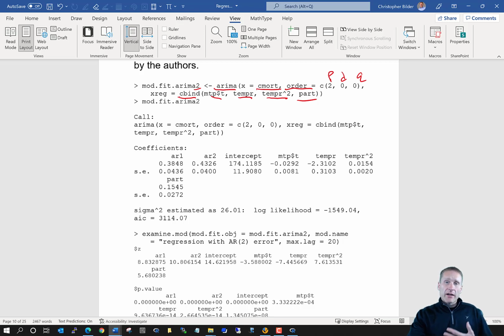Here are the corresponding parameters estimated from the model. So here's phi hat 1, phi hat 2, beta hat 0, and you can see some of the other beta hats there, along with the corresponding standard errors that take into account now that we do have the non-independence of our error terms.